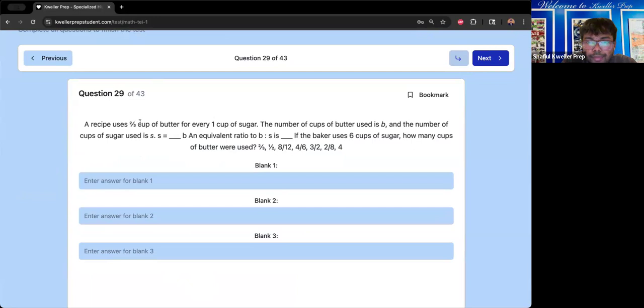Recipe uses 2/3 cup of butter for every 1 cup of sugar. Okay, so 2/3 cup of butter for every cup of sugar. That's the ratio. So 2/3 butter is equal to 1 S.